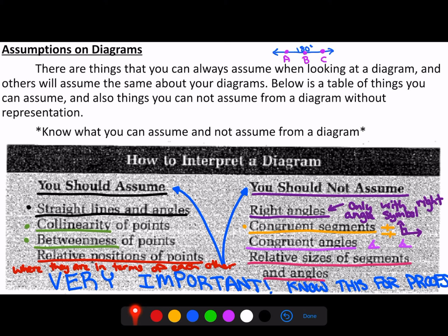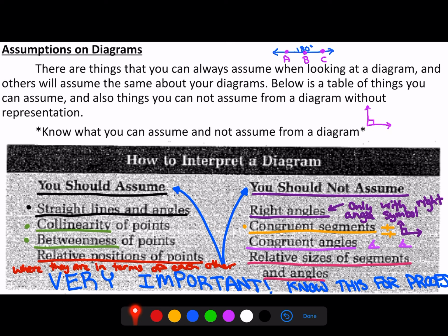Things we cannot assume from a diagram, though, equally as important, because I don't want you assuming stuff that you cannot assume during a proof. The first thing is right angles. Unless I have a box here in the middle, I cannot assume that this is a right angle. It could be 89.99. I can't assume it's a right angle unless I see a box. As soon as I see a box, I know that that's 90 degrees, but if there's nothing there, I can't assume anything.